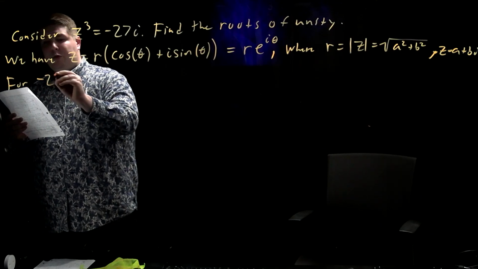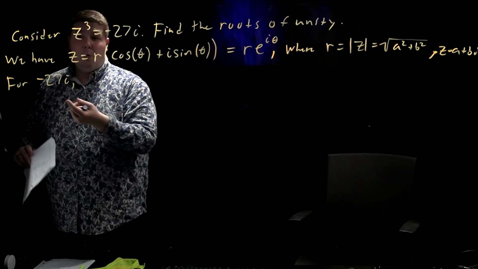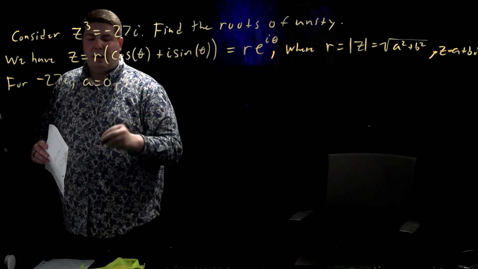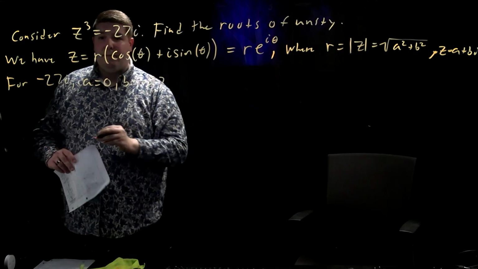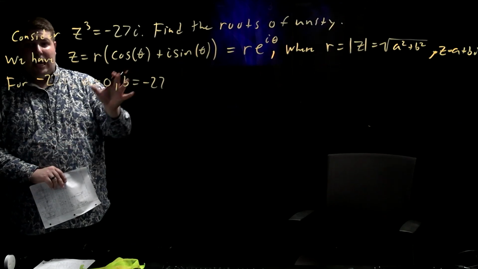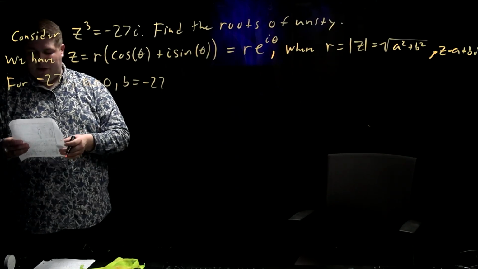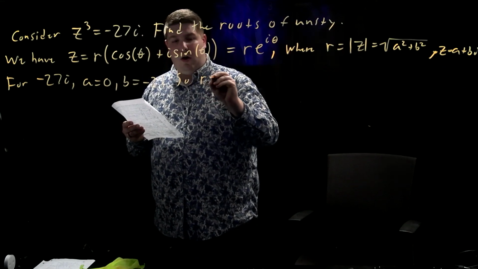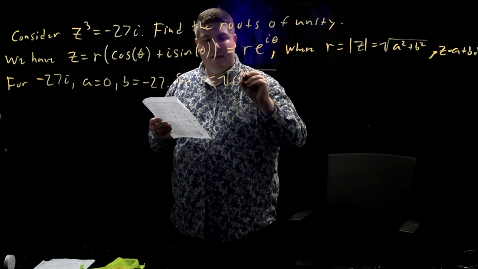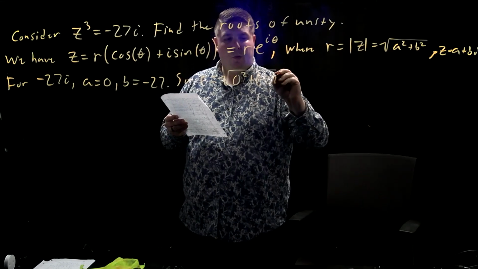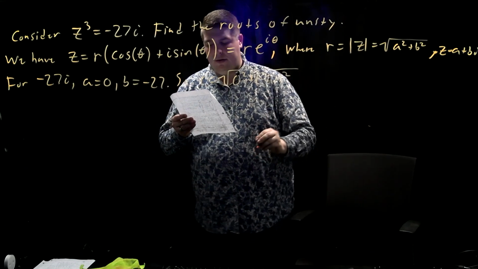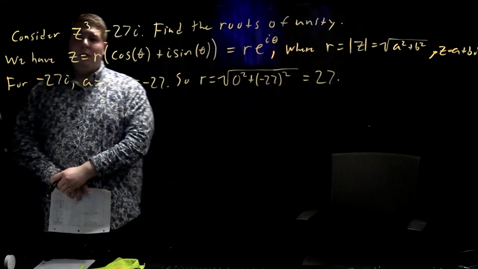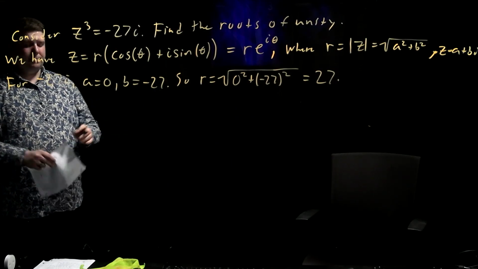Okay? So for negative 27i, well, the real part, a, equals 0, and the imaginary part is negative 27. Okay? You don't include the i in there. i is not part of the imaginary part. So r is equal to the square root of 0 squared plus negative 27 squared. Well, that is just equal to 27, which is nice.